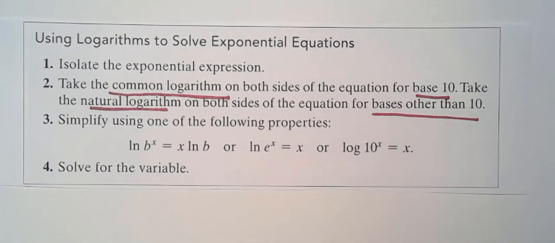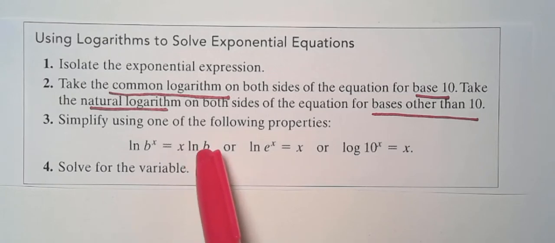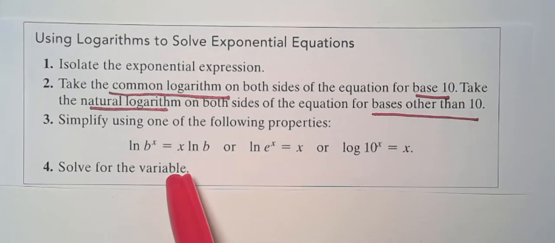And the first property, the ln of b to the x, well, what you're doing here, you're using the power rule, where we're going to take this exponent and write it in front of the ln. So as for this particular example, x ln b. Once we do that, then we're going to solve for the variable, meaning we're going to solve for x in that equation. So we're going to do more than enough examples in this area, so you have a lot of practice on how to decide if you're going to take the common log or the natural log, and we'll discuss that as we do some examples.